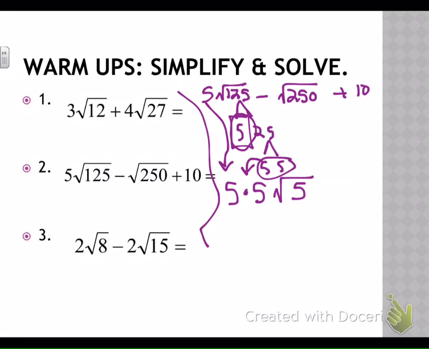Okay. 250. We could do 50 and 9. 9 breaks down into 3 and 3. 50 breaks down into 5 and 10. 5 and 2. So we got a pair there, and a 2 left over. Move this down.